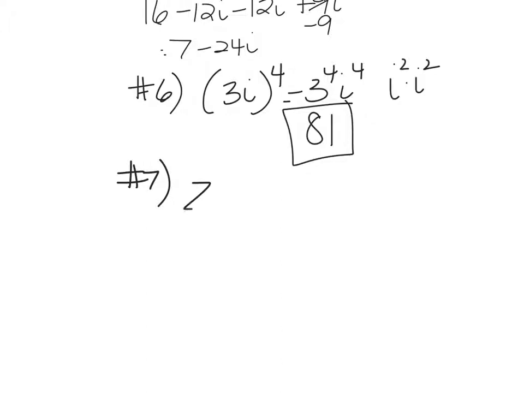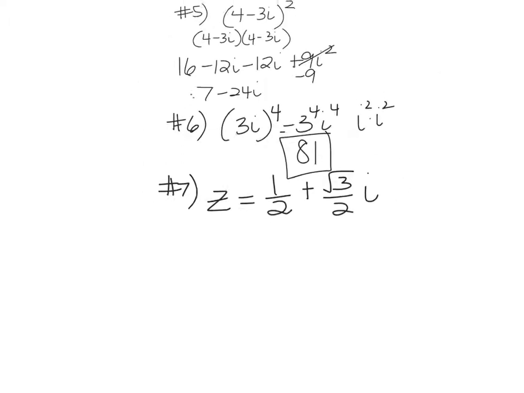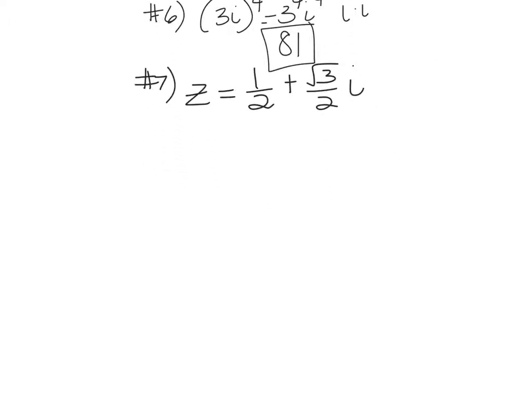I'm going to tell you that z is equal to, a lot of times they'll use z as a complex number, z is 1/2 plus rad 3 over 2 i. And we're going to find 2 things for this problem. Letter A, we're going to find out what z squared is. Awful, right? Isn't that gross? And then I'll tell you about part B.